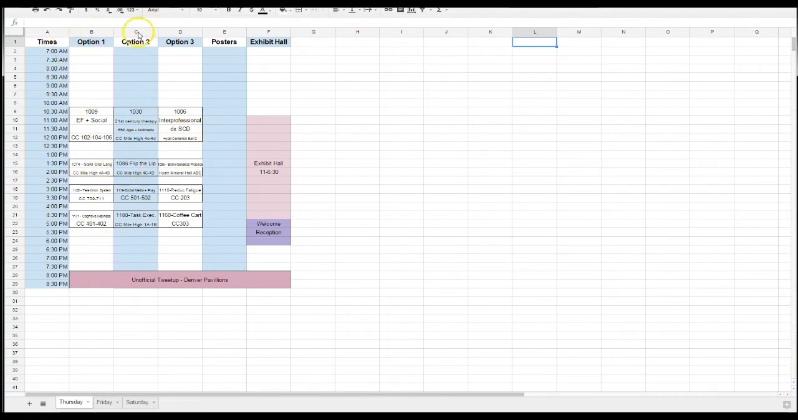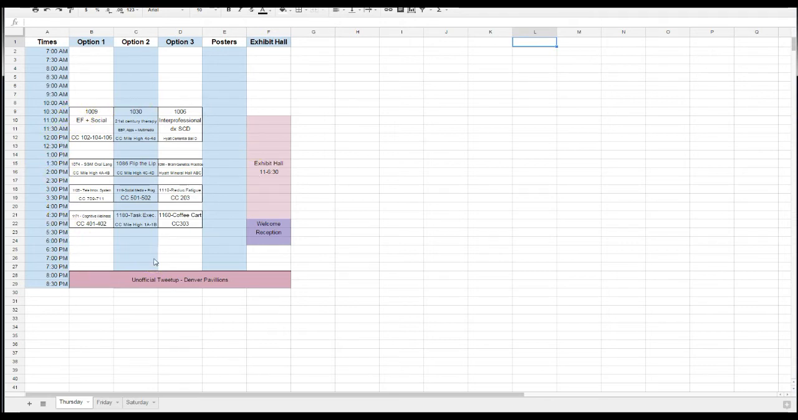Remember earlier I talked about how I like to have multiple options. So depending on where I'm standing or maybe just what I want to hear more of, maybe I've heard enough on one topic and I decide to go to my option 2 or option 3 because I'm ready to hear something different for my next session. So these are all the sessions that I'm really looking forward to on Thursday.